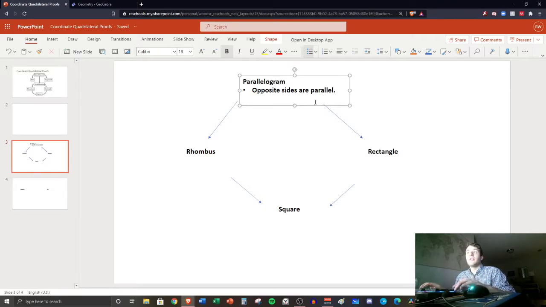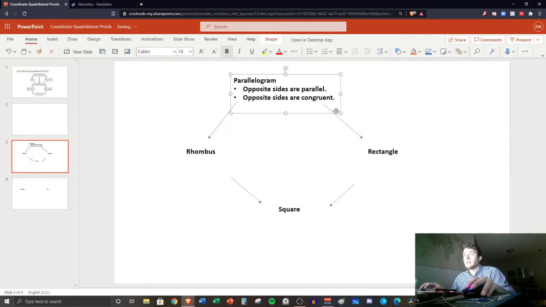Now, there's also one other sort of consequence of this, and if you show either one of these, you're kind of proving that it's true. Obviously, the opposite sides parallel is the main one, but opposite sides are also congruent. And remember, congruent means equal in measure. All right, so they're lengths. And that's it. That's all it takes. If we can show that opposite sides are parallel or opposite sides are congruent, then ta-da, we have shown that it's a parallelogram. Okay?